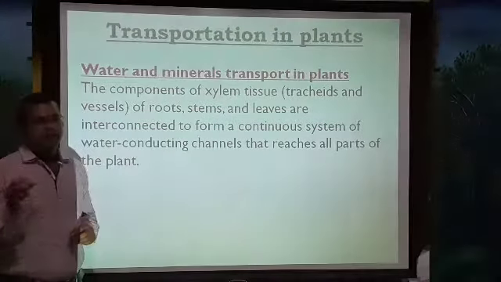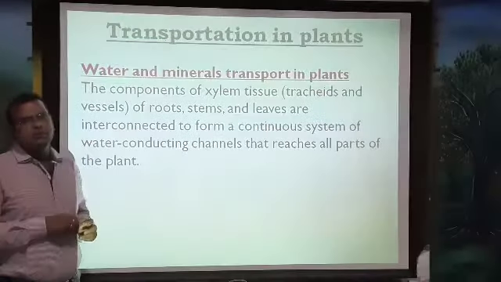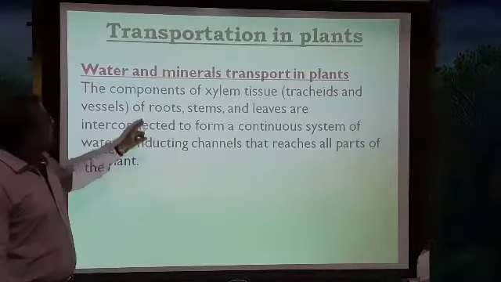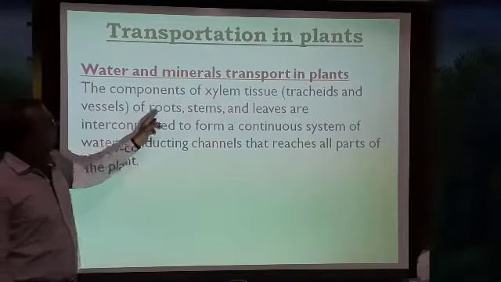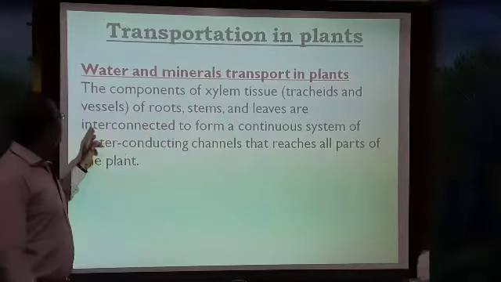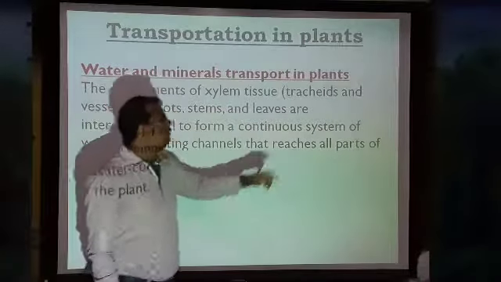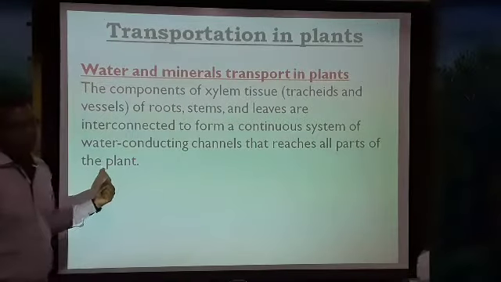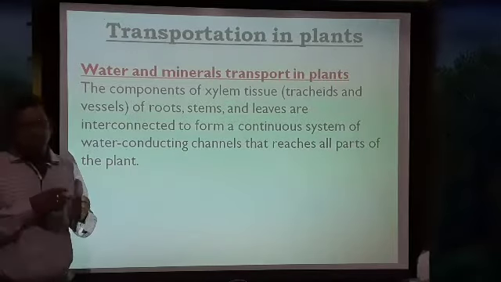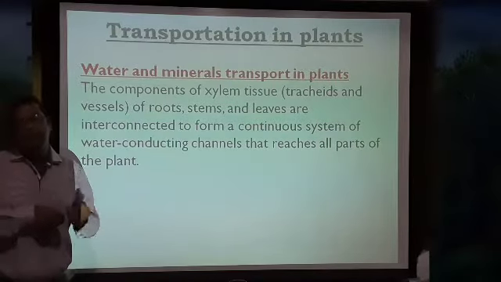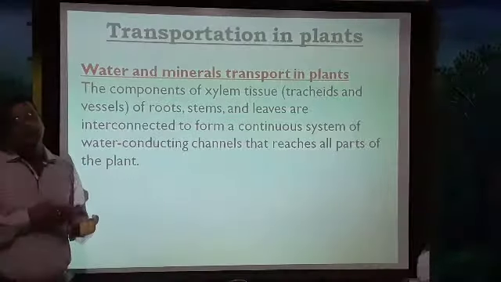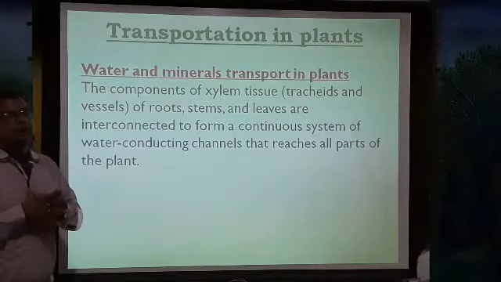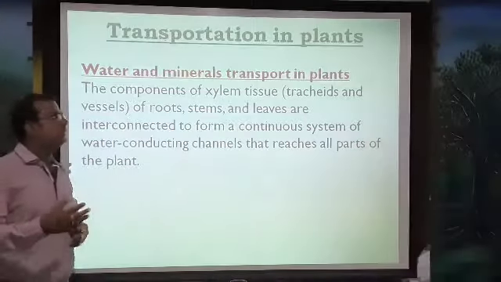It's called water conducting tissue because it transports the water and minerals from one part of the plant body to another part of the plant body. The roots, stems, and leaves are interconnected to form a continuous system of water conducting channels that reaches all the parts of the plant body. These tracheids and vessels are interconnected with one another, so through these, the water and minerals get transported to all the parts of the plant body, and they can be utilized for growth, development and other functions.